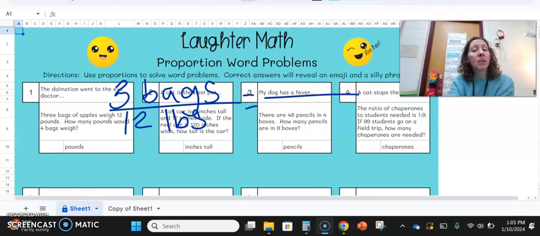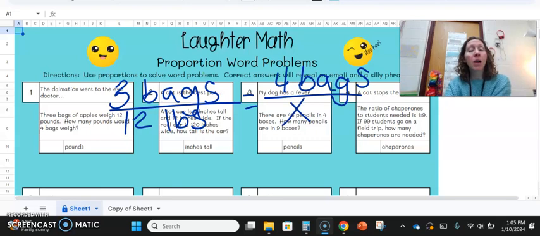Then I'm going to have to make another ratio. I'm going to keep bags on top and pounds on the bottom. So the next sentence of that word problem says, how many pounds would 4 bags weigh? I'm going to put 4 on top because it's bags and I want to keep the bags on the top. Then on the bottom, I would have X. All right, so now I have to figure out what X is.